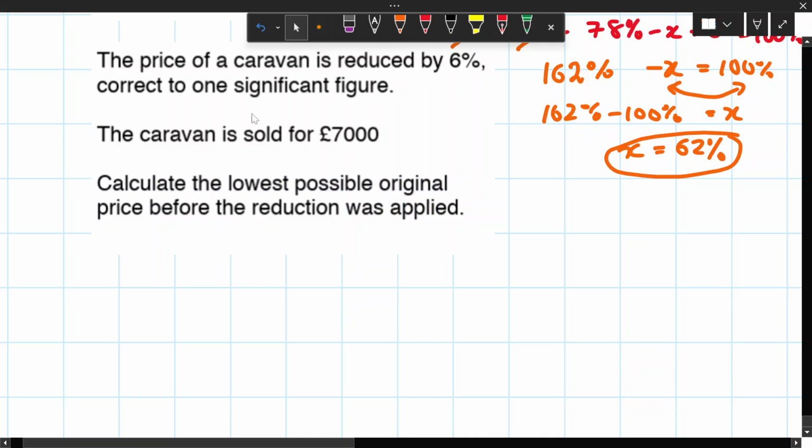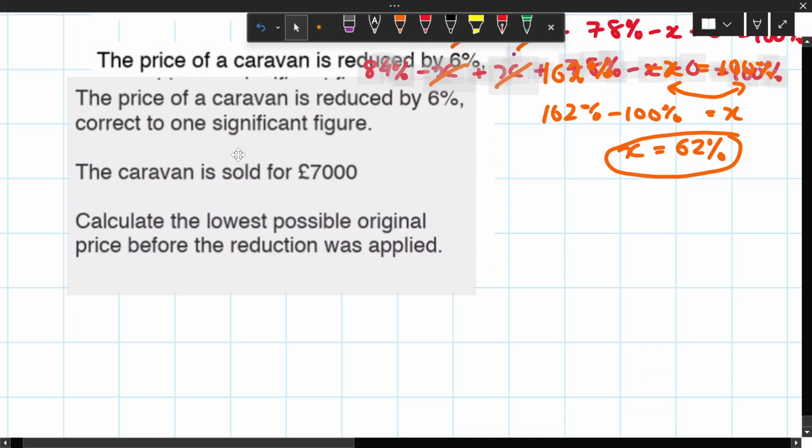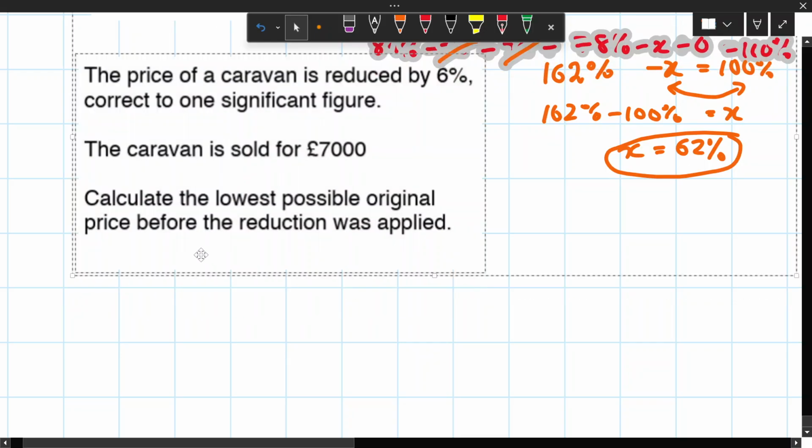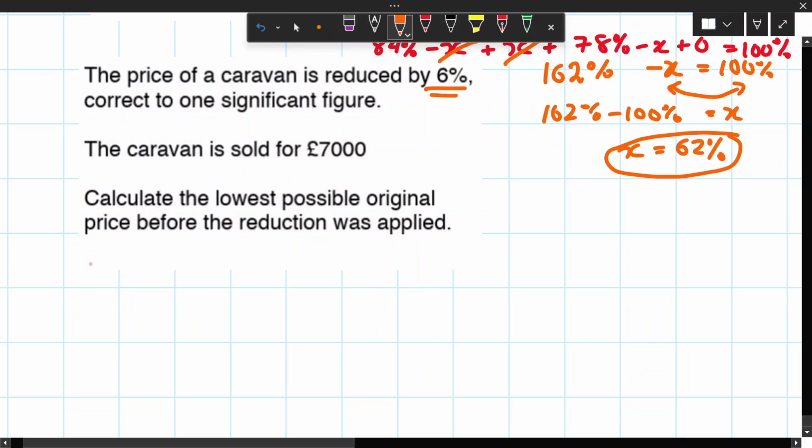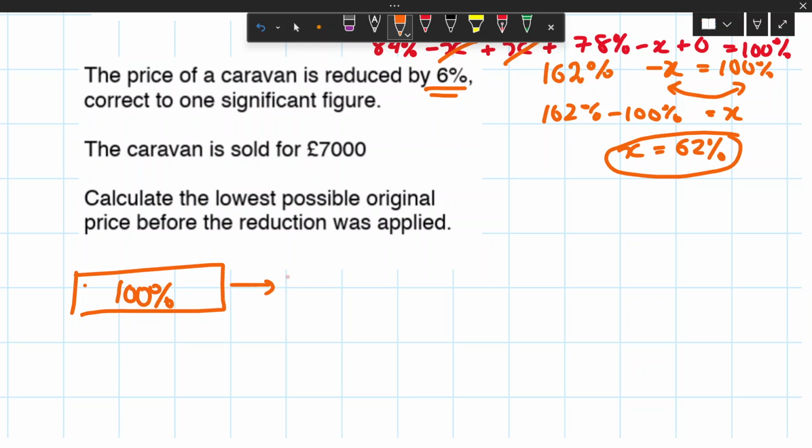Next question says, can I move this? Okay. The price of a caravan is reduced by 6%. So the first thing that you should know is everything has a 100% price. Because it has been reduced by 6%, now it is only 94%. Correct to one significant figure.